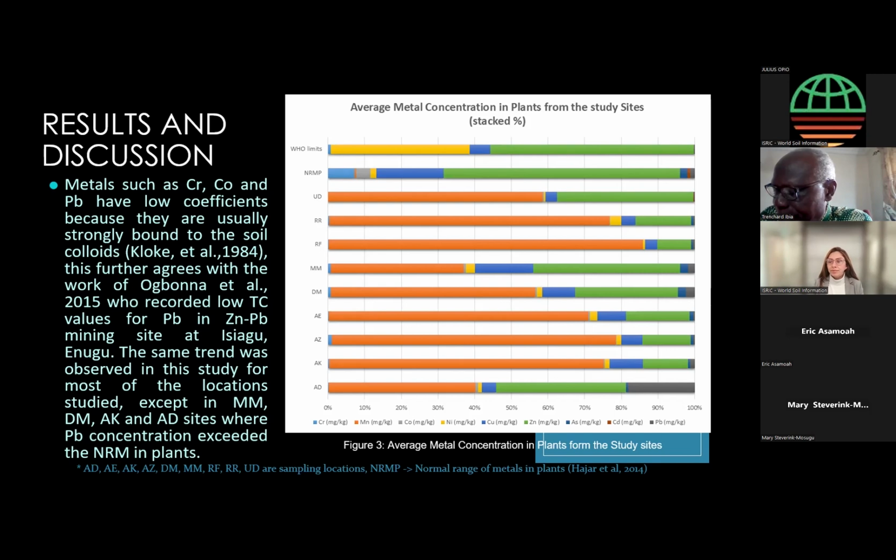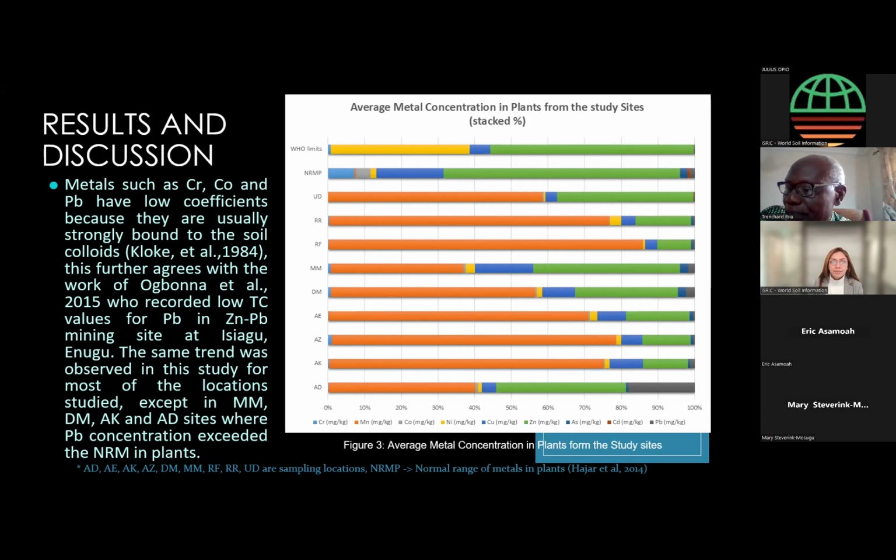So going further, we also know that metals such as chromium, cobalt, and lead have low coefficients because they are usually strongly bound to the soil colloids. Studies have reported that, and this study by Ogbonna et al. as well agrees with this statement. And we see that the low TC values for lead in a zinc-lead mining site at Isiagu was also reported by Ogbonna et al.